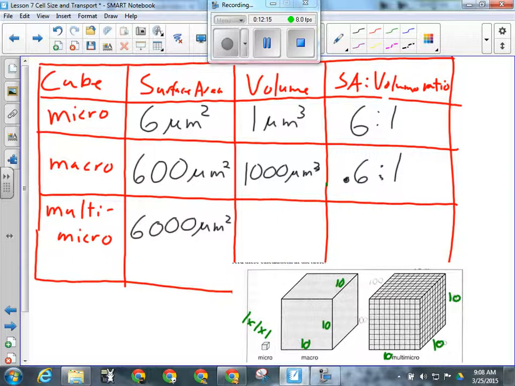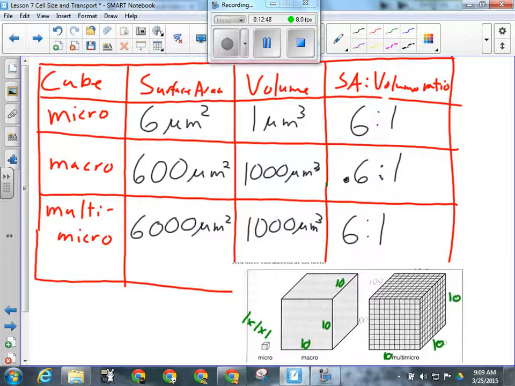Okay, so the volume of this one is the same as this one is, because they're the same size. So the volume of multi-micro is 1,000 micrometers cubed. Is its surface area to volume ratio the same as the little one? It should be. It's made up of the little ones. So its surface area to volume ratio goes back to 6 to 1.